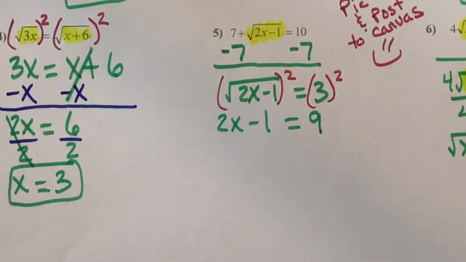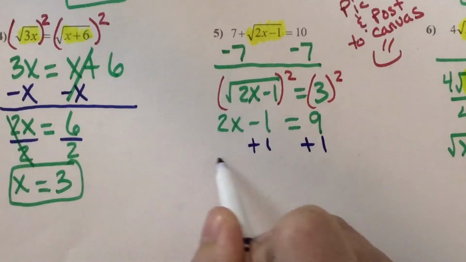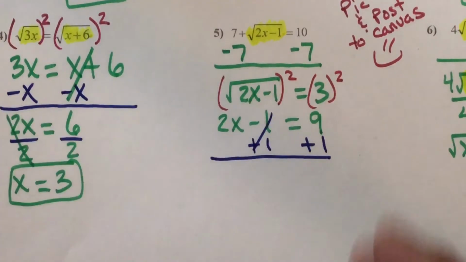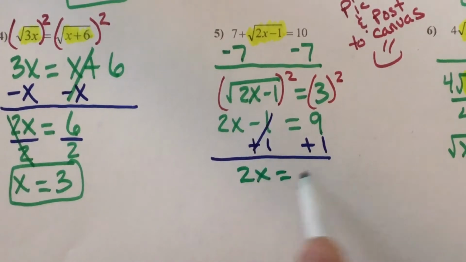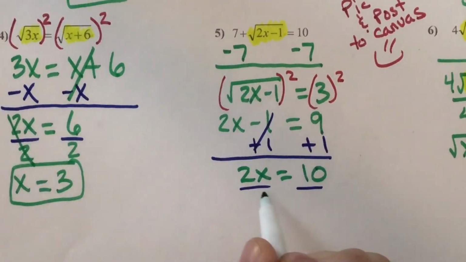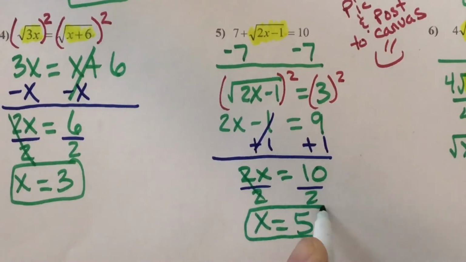And then from here, easy peasy, this is a little two-step equation. To get rid of subtraction of 1, we do the opposite and add. So the 2x would come down. And then 9 plus 1 makes 10. And then I would divide. To undo multiplication, I divide. So I divide both sides by 2. And I get 5. So that's what your number 5 should have looked like.